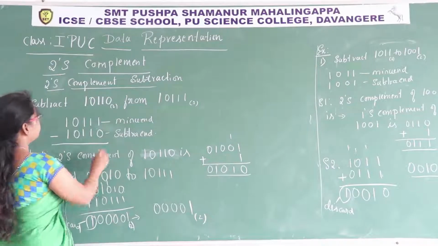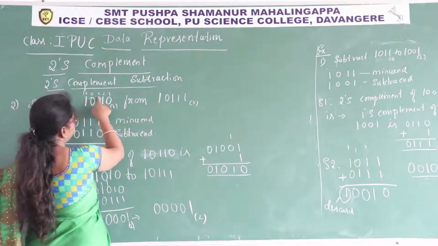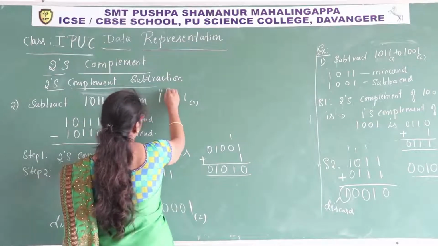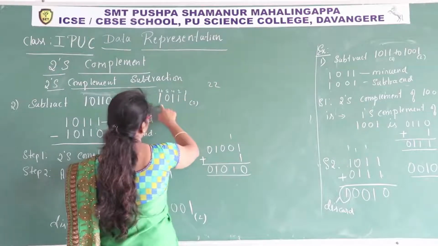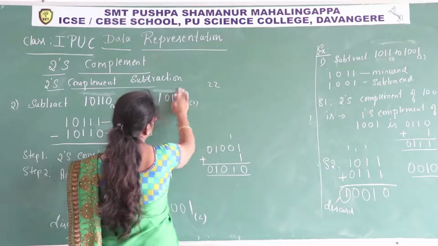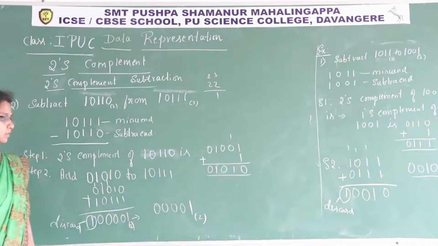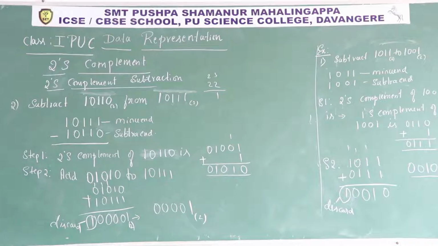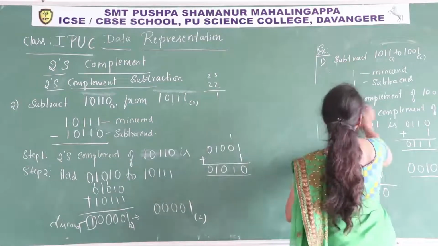So what is this number? 16, 8, 4, 2, 1. The first number is 16 plus 4 is 20, 20 plus 2 is 22. The second number is 16 plus 4 is 20, 20 plus 2 is 22, and 1 more makes 23. 23 minus 22 gives 1. So we got the same result here. In this way you can cross verify your result.